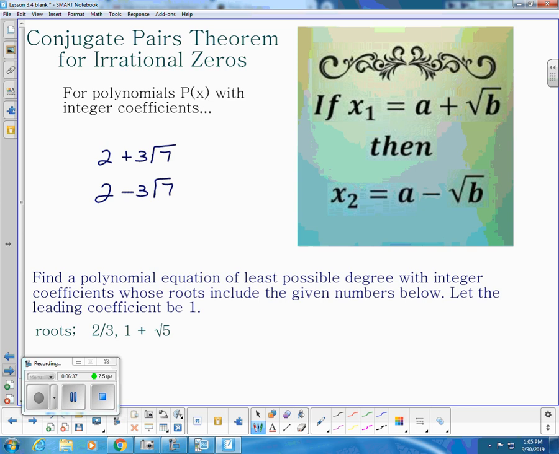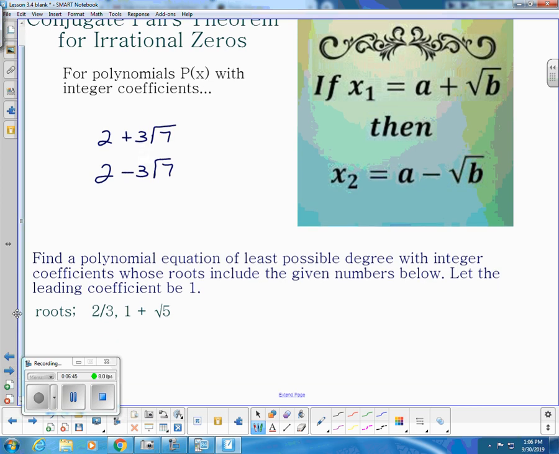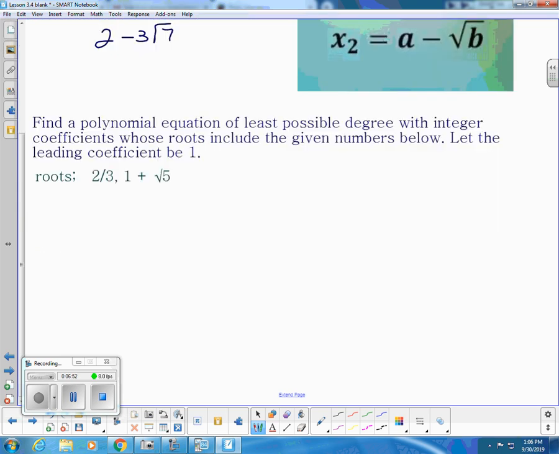If you've got a polynomial with integer coefficients, which is what we're going to be dealing with, it's the same idea as what we did last slide, but we have to have conjugate pairs.